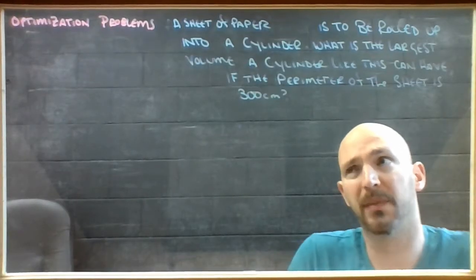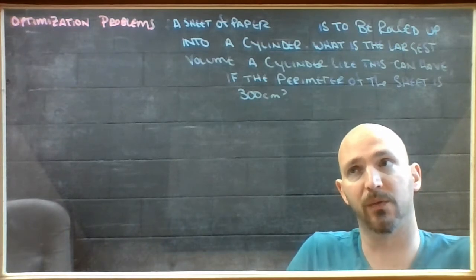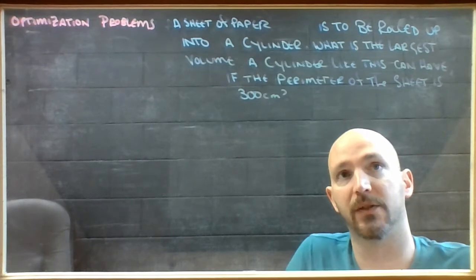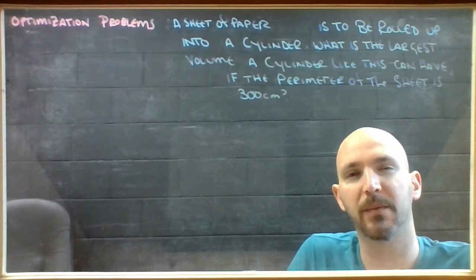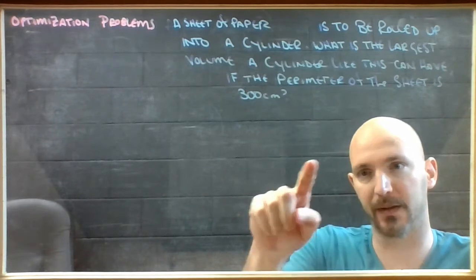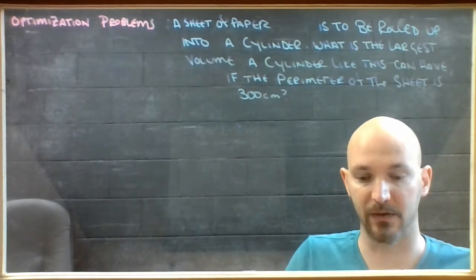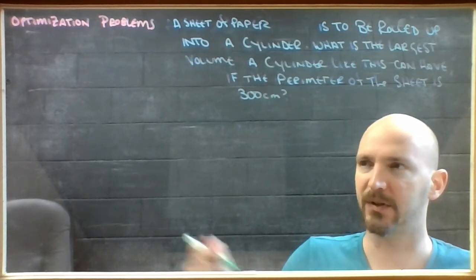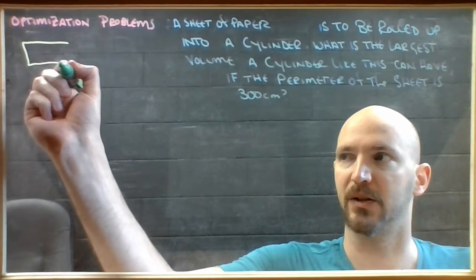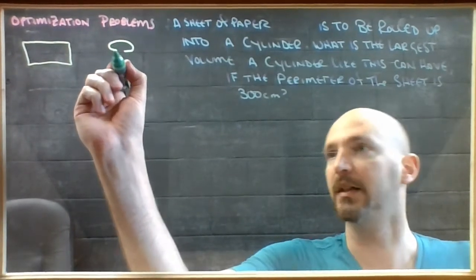Okay, so a bit of a weird geometry example. I'm going to take a sheet of paper and we're going to roll it up into a cylinder. I want to know the largest volume of the cylinder I can make that way if the perimeter of the sheet of paper is 300 centimeters. So that has something to do with how the dimensions of this paper are arranged. If I were to write this thing out for you, I've got a sheet of paper like so, and if I roll it up, it does something like this.